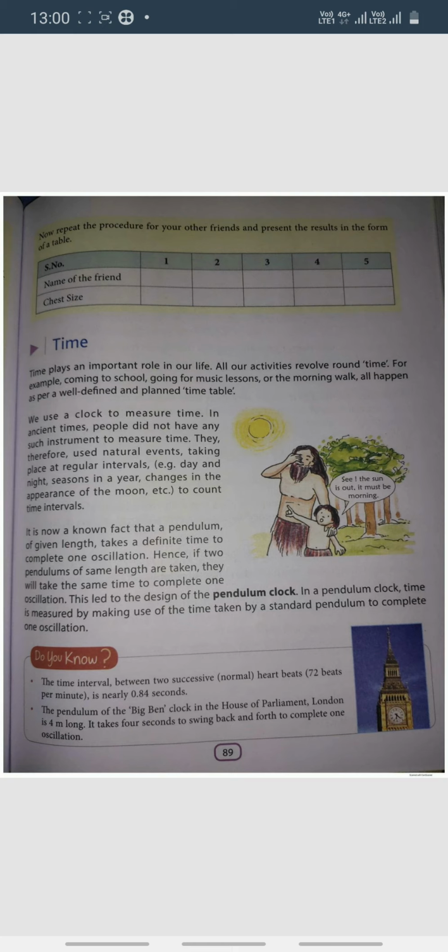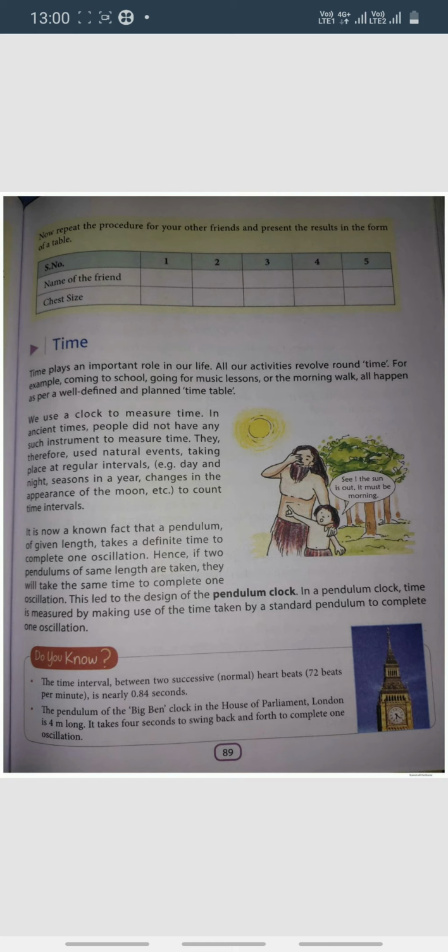Now there are some important facts which you have to know. You know that our heart beats 72 times per minute, and in 1 minute there are 60 seconds. So you can calculate how much time it takes to beat one time. Here it is mentioned 0.84 seconds. It means it takes less than 1 second.